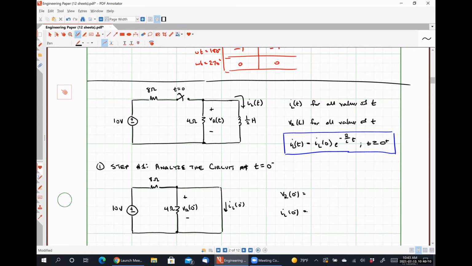Use voltage division for the VR and then just regular Ohm's law with the 10 volt and 8 ohm for the IL. So I understand your logic for wanting to apply voltage division, but there's a little bit of a problem, okay? The first problem is that the 4 ohm resistor is in parallel with the short circuit, right? So we can't directly apply voltage division.